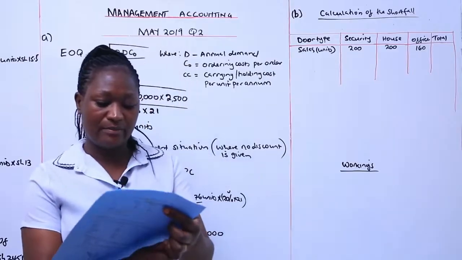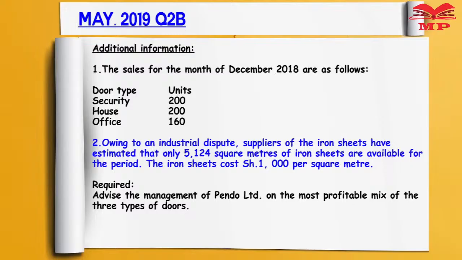We have been told in note number 2 that owing to an industrial dispute, suppliers of iron sheets have estimated that only 5,124 square meters of iron sheets are available for the period. In our first part, we have iron sheets that have been given in shillings. We've been told that the iron sheets cost 1,000 shillings per square meter.